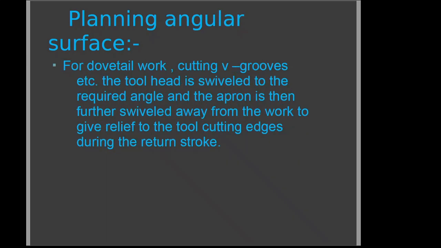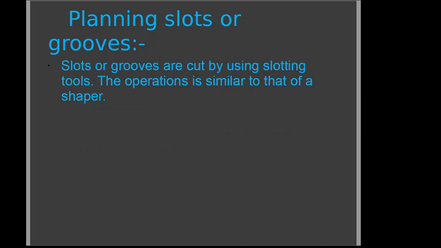For planing angular surfaces such as dovetails as well as V-grooves, both the tool head and the apron are swiveled to perform the machining operation. Planing of horizontal surface and angular surface in a planer machine is similar to the same operations performed in a shaper machine. Planer machine can also be used for cutting slots and grooves in the workpieces.